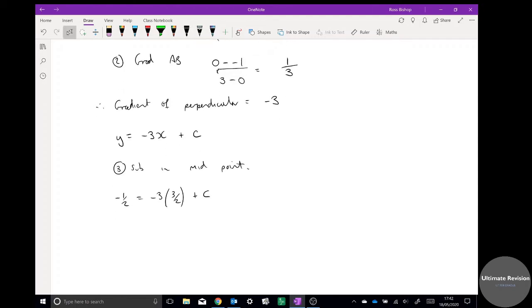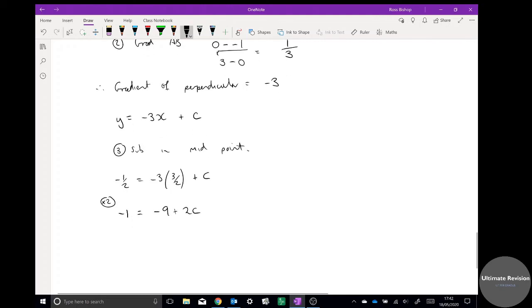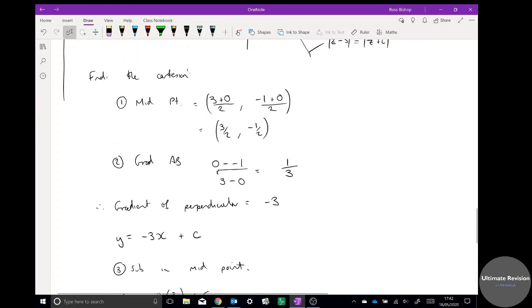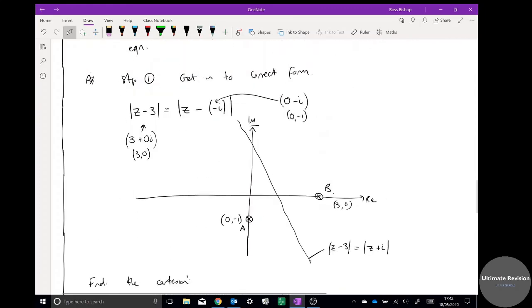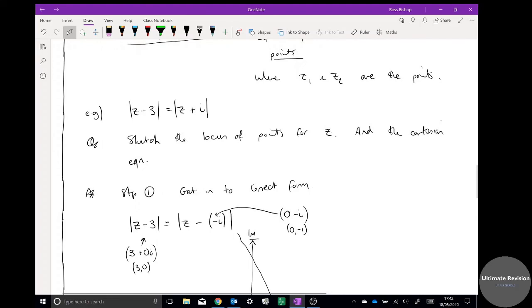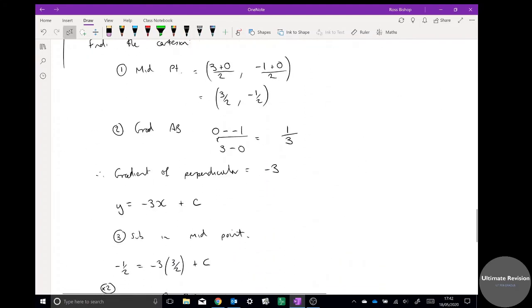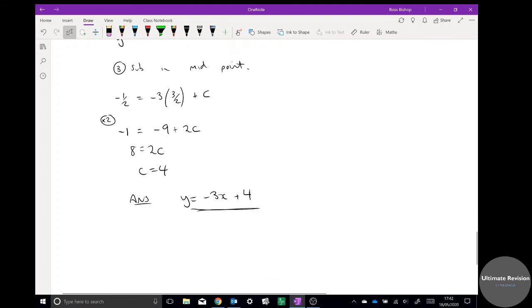c. A little bit of tip here, if I times everything by 2, just makes it easy for myself. Minus 1 is 9c. I'm going to get 8c equals 4. So my answer is y equals negative 3x plus 4. That's going to be my Cartesian. So in complex mode, it was this, |z − 3| = |z + i|. That means exactly the same thing as y equals minus 3x plus 4.